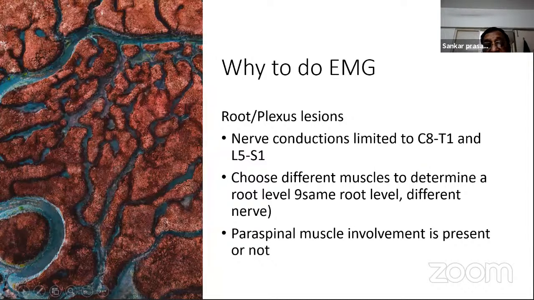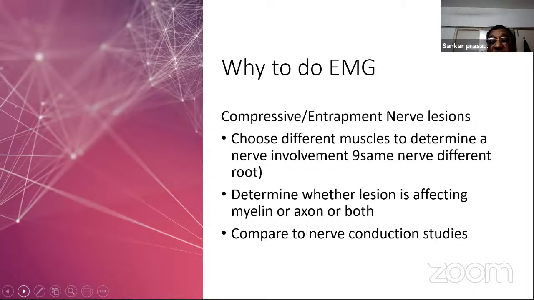So we should understand which muscles we have to select for a particular root, or which nerves are giving supply to muscles that are from different roots. Then, whether paraspinal muscle involvement is present or not will help us in deciding whether it's a root lesion or not. Compressive and entrapment nerve lesions also require choosing different muscles to determine nerve involvement, and to determine whether the lesion is affecting myelin or axon or both, and this will help us compared to nerve conduction studies.